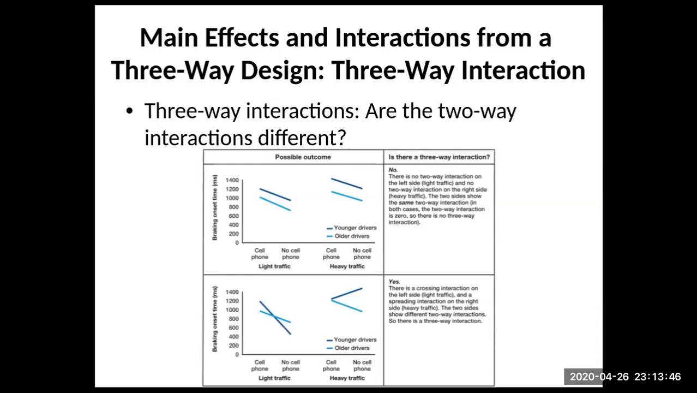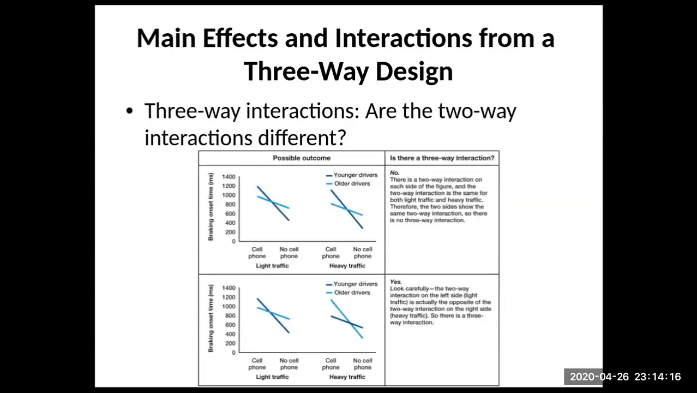If they were both parallel and decreasing like the top, we would say no three-way interaction. But because the one on the left is a crossing interaction in light traffic and a spreading interaction in heavy traffic, the two sides show two different two-way interactions. So we would say here there is a three-way interaction. I can see where this would be confusing. That's why this is much better done in person, but hopefully I can answer any questions you may have.